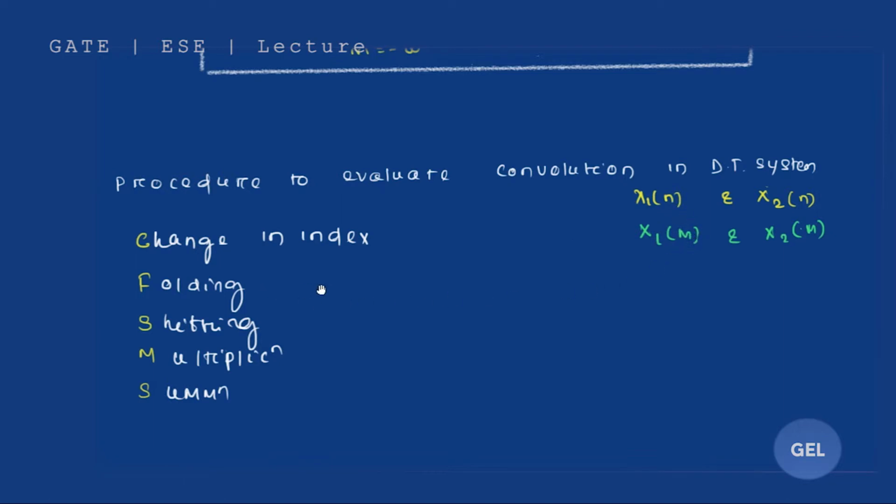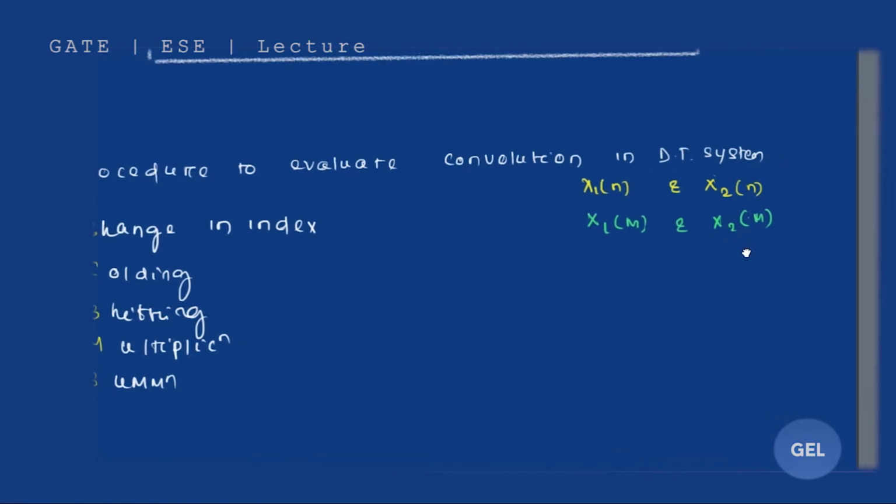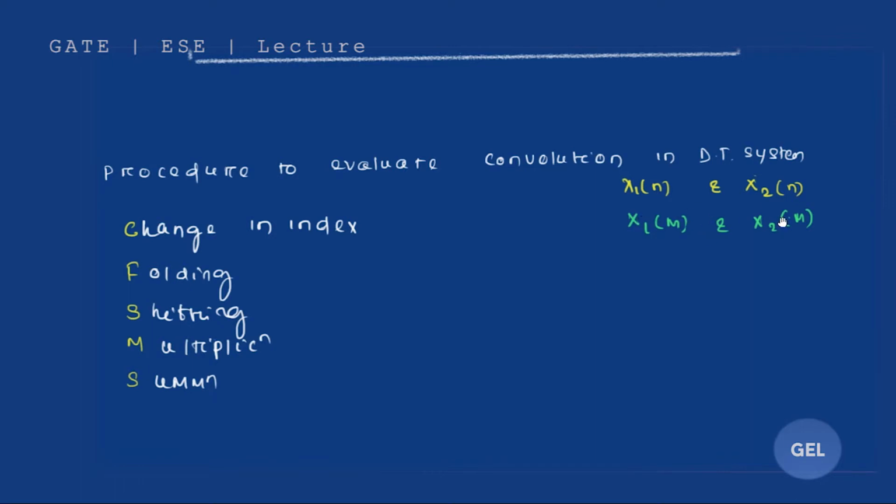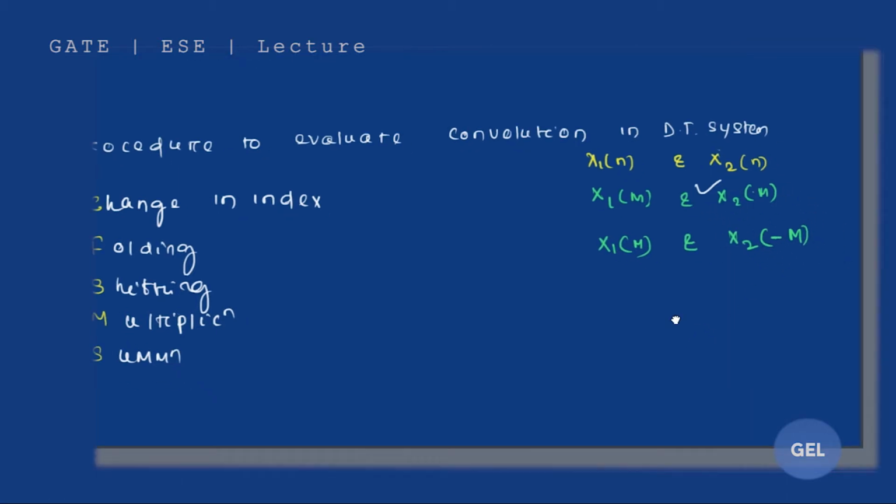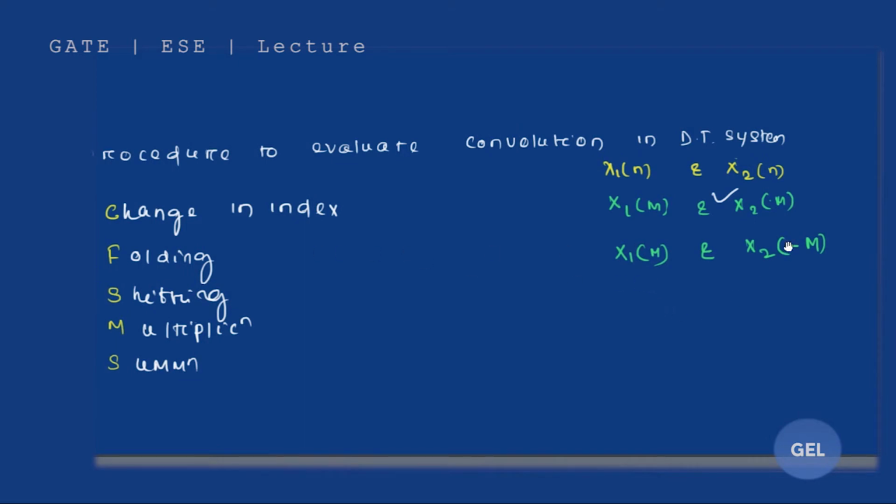Then we have to do the folding. How to do folding? You need to choose one function as the second function so that you can do the folding. You can go for either one. I'm going to choose x2[m] as my second function. So x1[m] will lie like this, and for x2[minus m], I folded the second function.